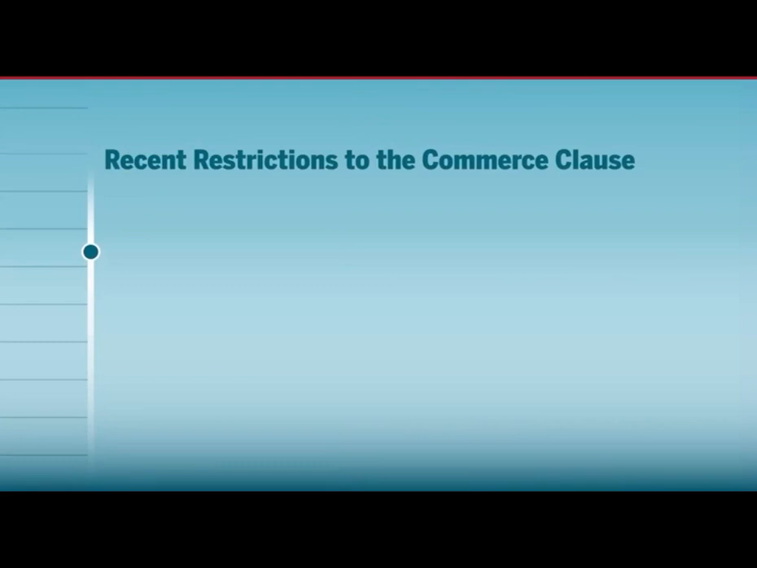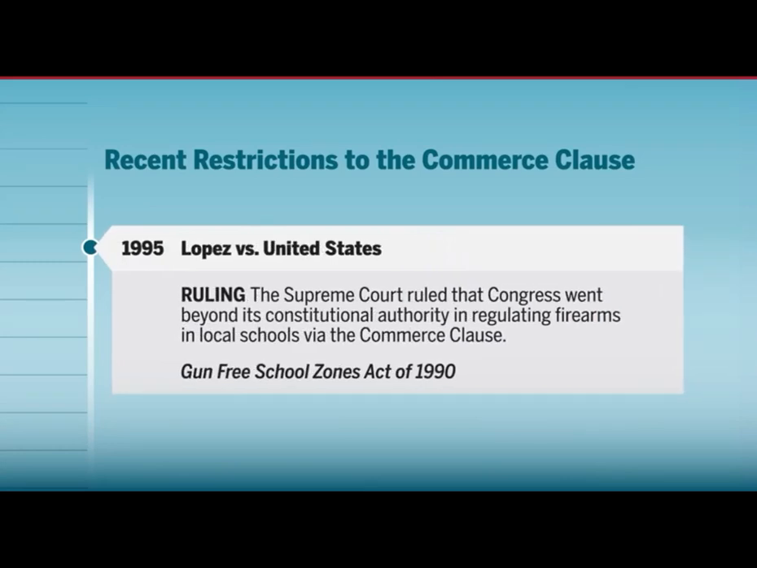There have been recent restrictions to the Commerce Clause. In 1995's Lopez v. United States, the Supreme Court ruled that Congress went beyond its constitutional authority in regulating firearms in local schools via the Commerce Clause. This ruling overturned the Gun-Free Zones Act of 1990.